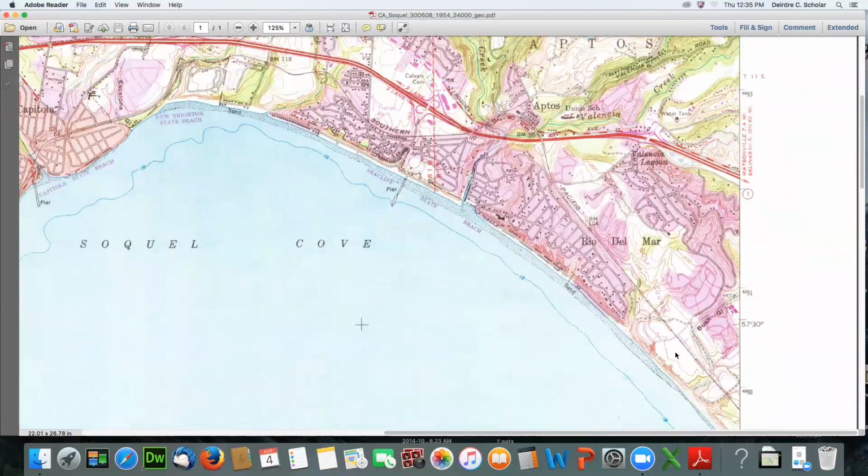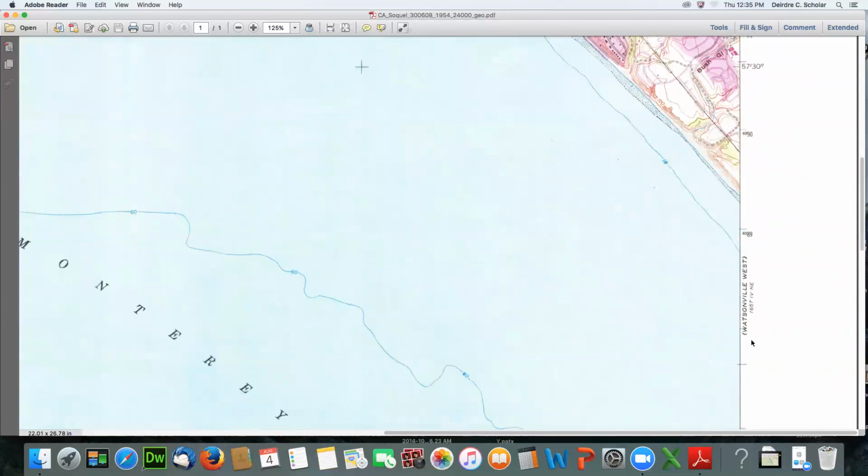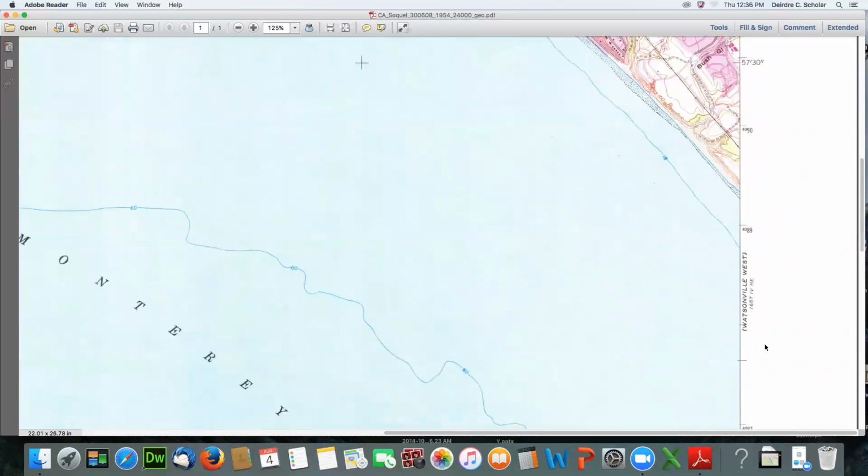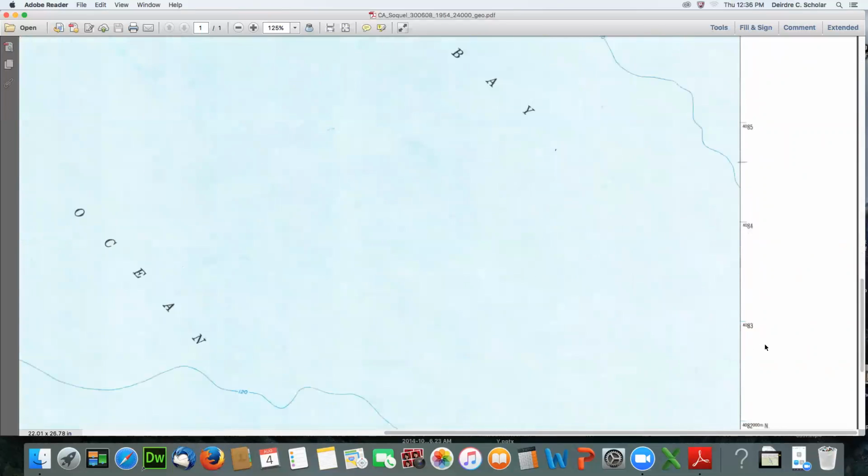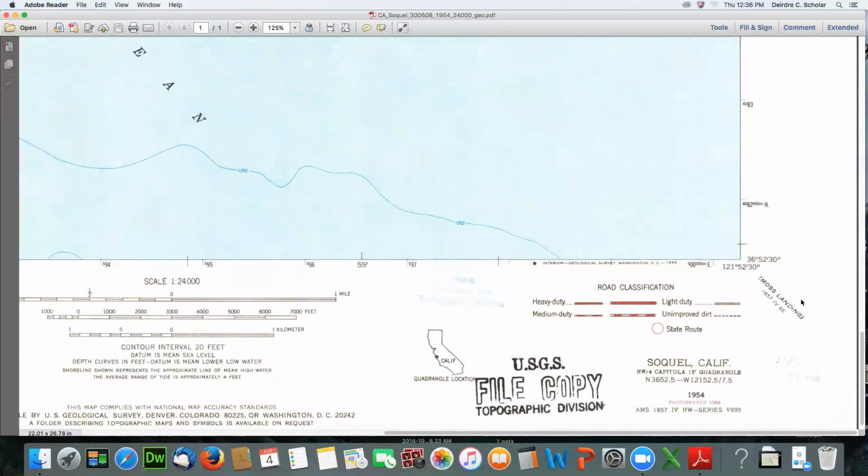How about to the east? So to the east, again, we see the parentheses, we see the name, it's the Watsonville West quadrangle, okay? Even though it's to the east, the name of that map to our east happens to be called Watsonville West. If we look to the southeast, the name is Moss Landing.